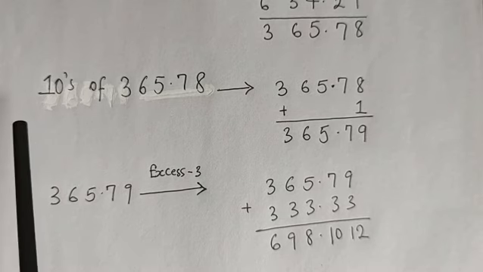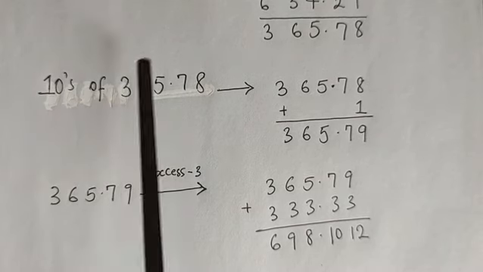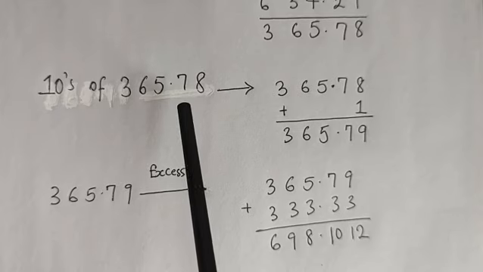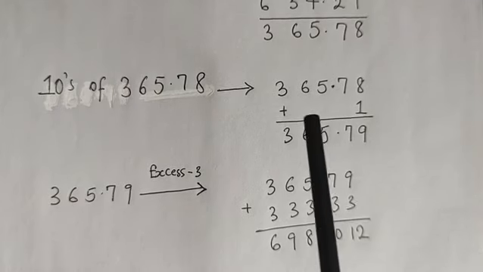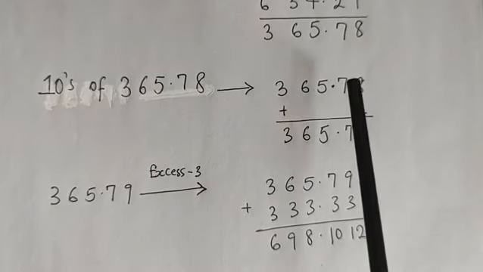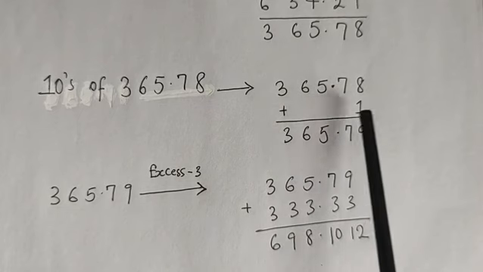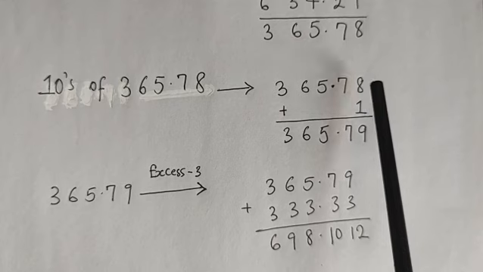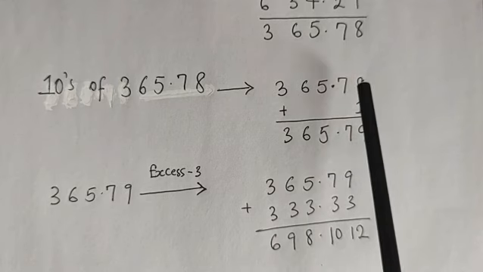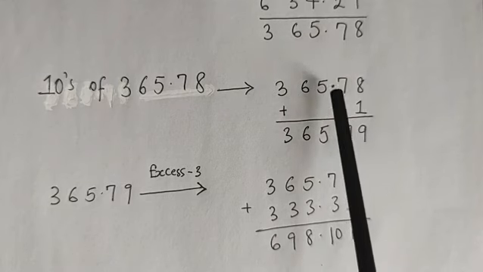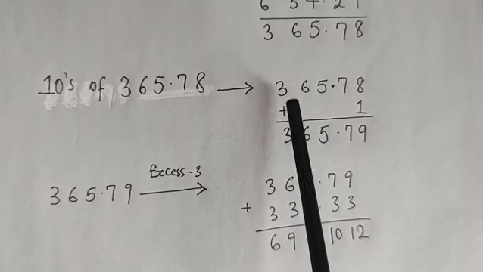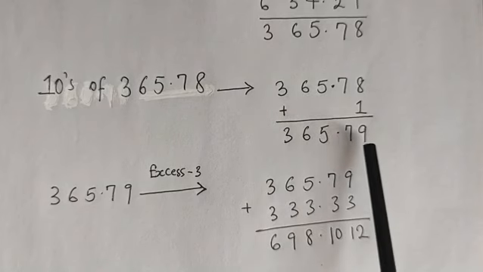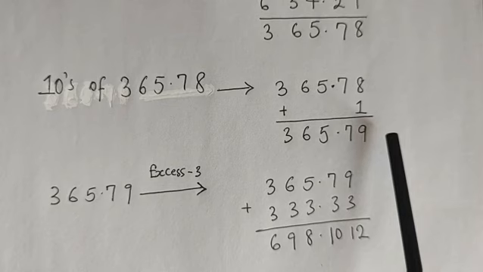To obtain the 10's complement of this result is simply adding 1 to the result. So we have 365.78. All we need to do is to add 1 to achieve the 10's complement. So 8 plus 1 is going to give us 9. Then we'll bring down the 7, dot, we'll bring down the 5, bring down the 6, bring down the 3, and then we've achieved this new result.